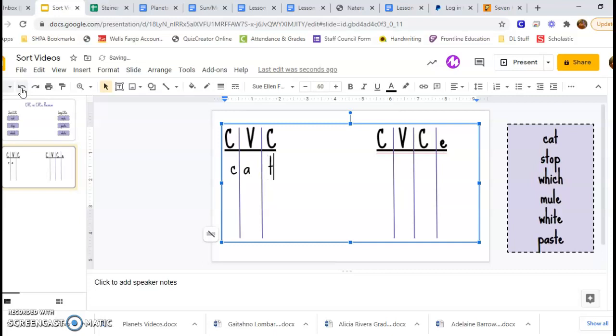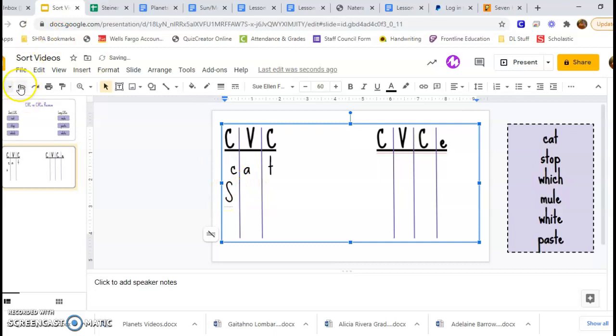Nice job, T. Now we want to go back and look and make sure that we have all the letters and it really spells the word cat. C-A-T. Good, that spells cat. All right, let's go on to the next word. Stop. What's the first consonant in stop? Good, it's an S.